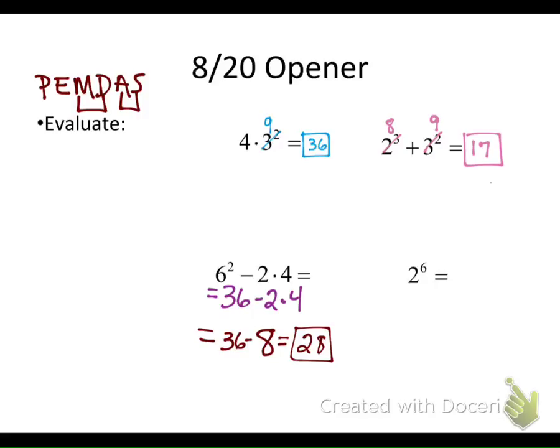Last one. 2 to the 6th power equals 12. No. What do I have to do? What's it going to look like? 2 times 2, 6 times. So 1, 2, 3, 4, 5. You don't have to write this out, but that's basically what you're typing into your calculator.